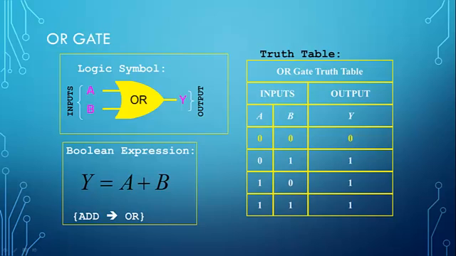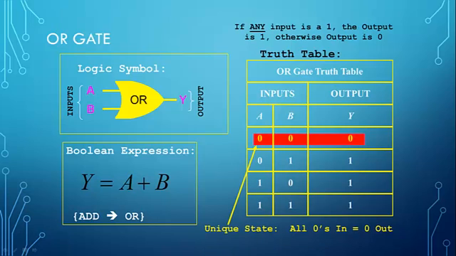Looking at the truth table, as opposed to our AND gate where everything had to be a 1 to get a 1 out, for our OR gate we notice that if anything is a 1, we get a 1 out. But if everything is a 0, we get a 0 out. So for the AND gate, everything had to be a 1 to get a 1 out. For an OR gate, anything can be a 1 to get a 1 out. If any input is a 1, the output is a 1, otherwise we get a 0. And so our unique state is the input combination that gives us our unique output. If both inputs are a 0, we will get a 0 out.